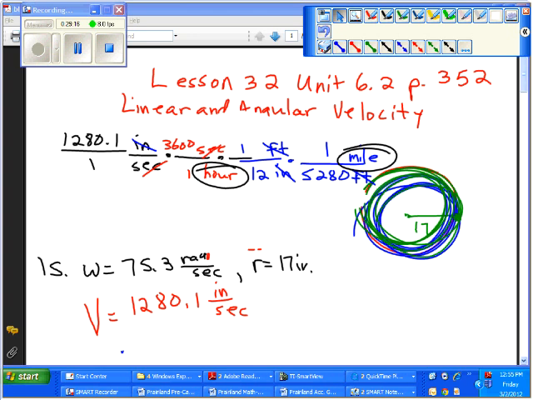So if you do 1,280.1 times 3,600, divide 12, divide 5,280, what do you get? Somebody got it? 72.7 miles per hour. Somebody's speeding by just a little bit if they're rocking their tires doing that.